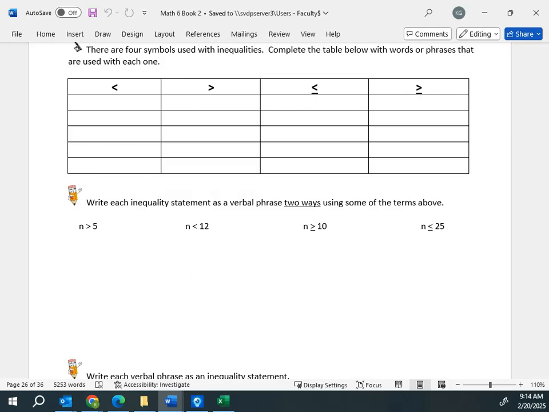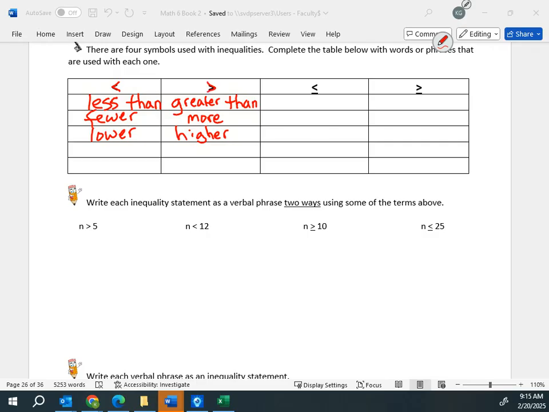So you can look for those keywords so you know what symbol to put when we are using our verbal phrases. So less than, fewer, lower are all this symbol. Greater than, more, higher are all this symbol. And remember, when we've got the line underneath, it means it is not only less than, it's less than or equal to.